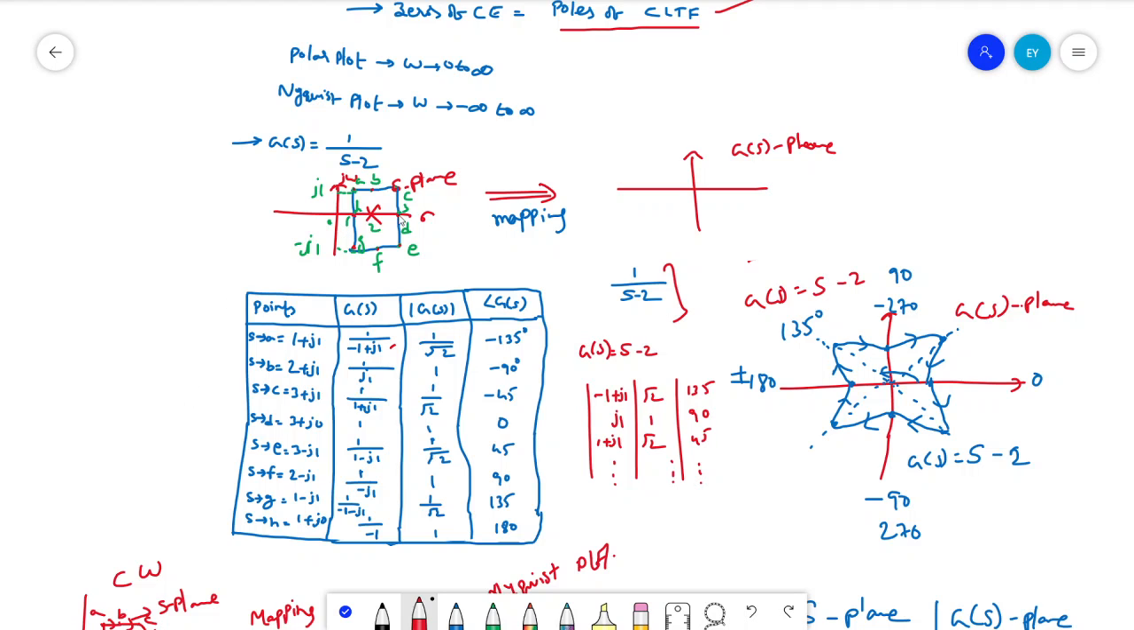Okay, so for the transfer function 1 by s minus 2, just draw a contour, take different points on the contour, and for those points we will find magnitude and phase. These points are in the S plane. To represent them in G of S, suppose A is the point with a distance of 1 on the real axis and j1 on the imaginary axis. Similarly, B is at a distance of 2 from the real axis and j1 on the imaginary axis. Likewise, all the points we can map in G of S.